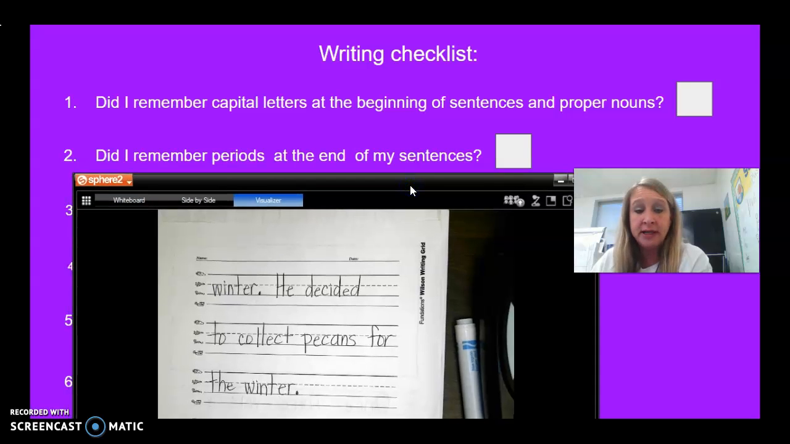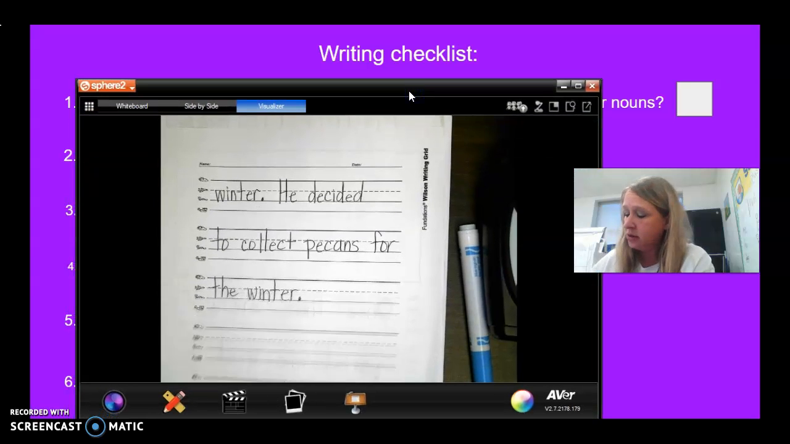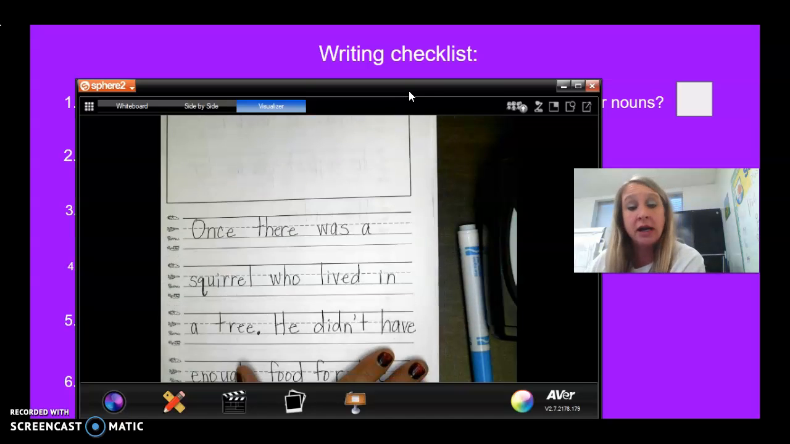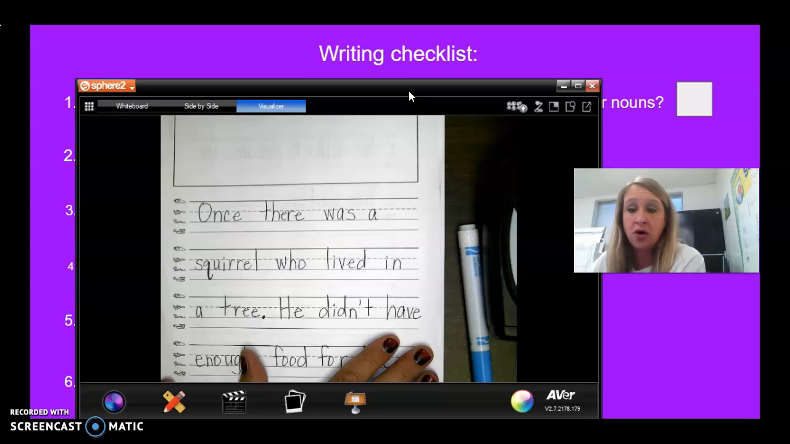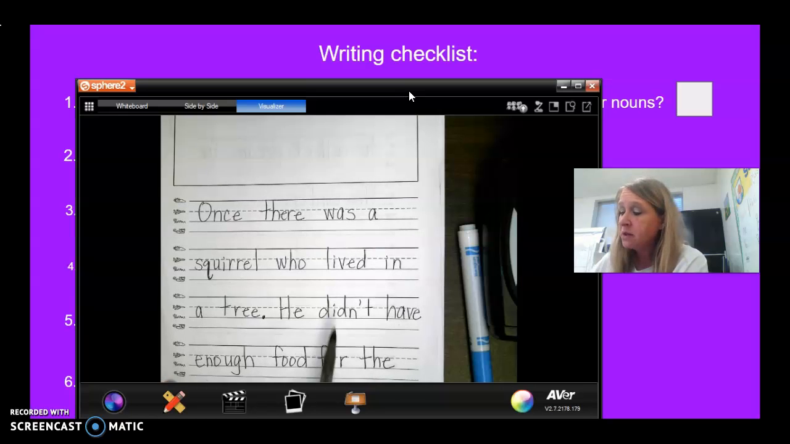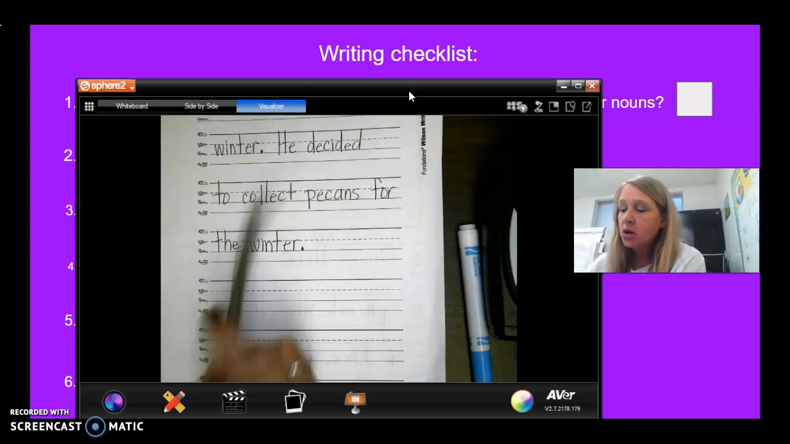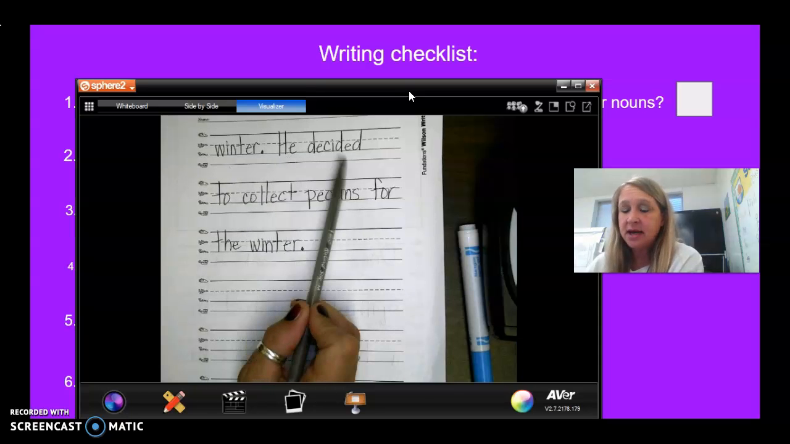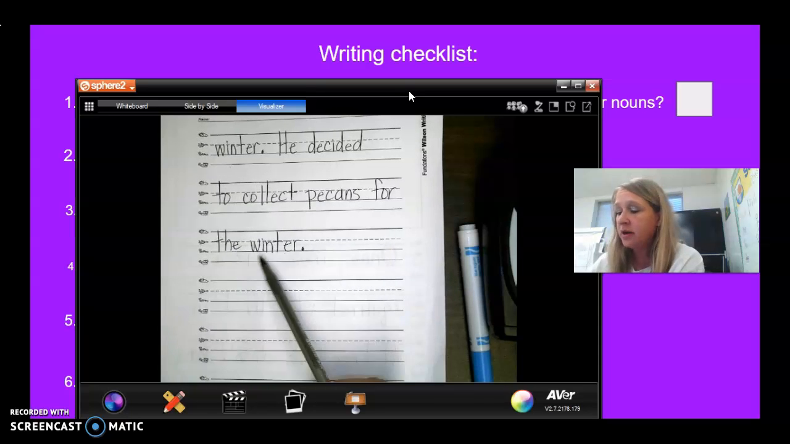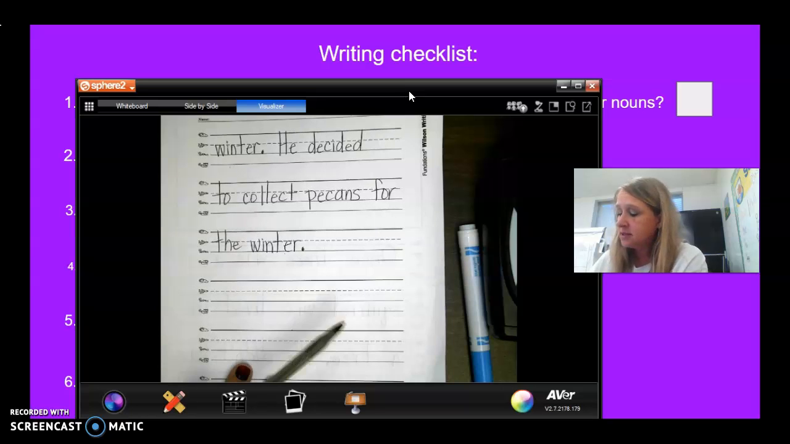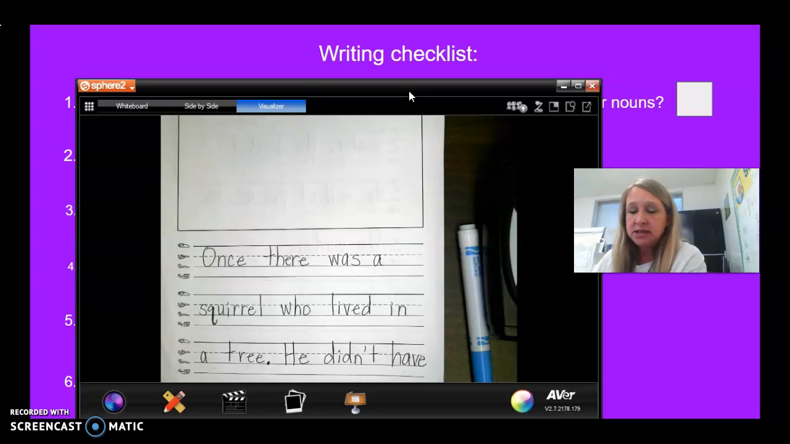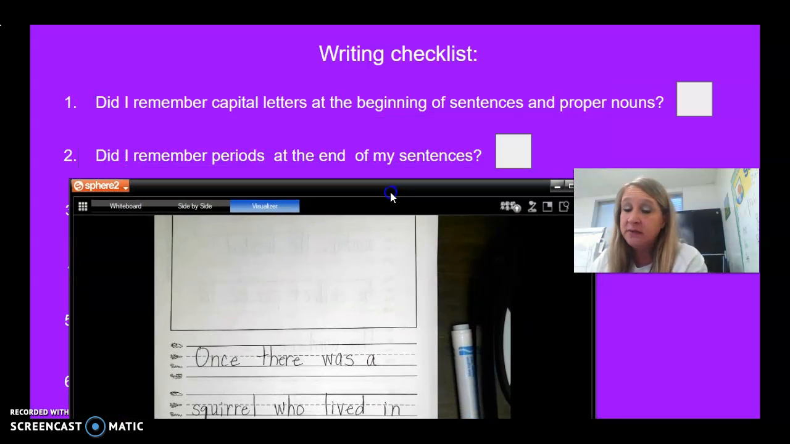Now, did I remember periods at the end of my sentences? Well, let's go back and look. This is what you're going to do with your story. You're going to need to go back and look and make sure you have all your capitals and periods. Once there was a squirrel who lived in a tree. Period. He didn't have enough food for the winter. Period. He decided to collect pecans for the winter. Period. So, back to my checklist. Did I put periods at the end of my sentences? Yes, I did. So, check.